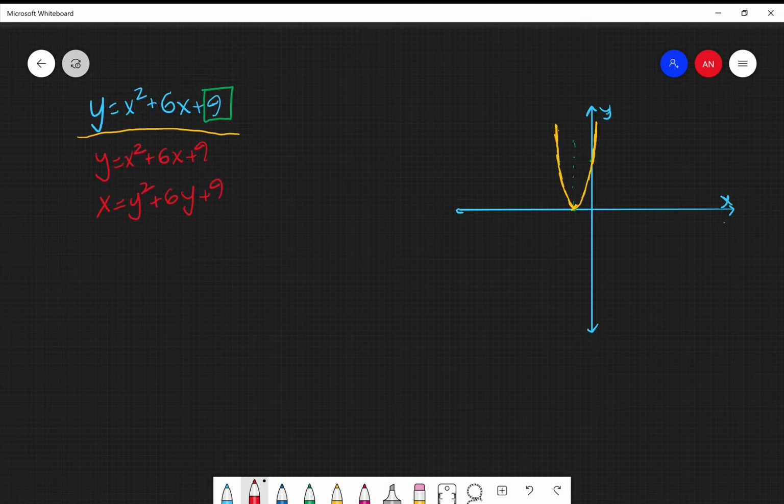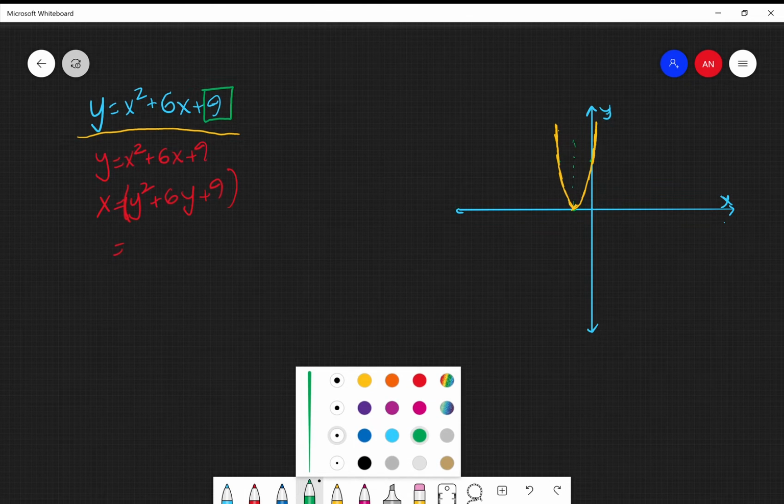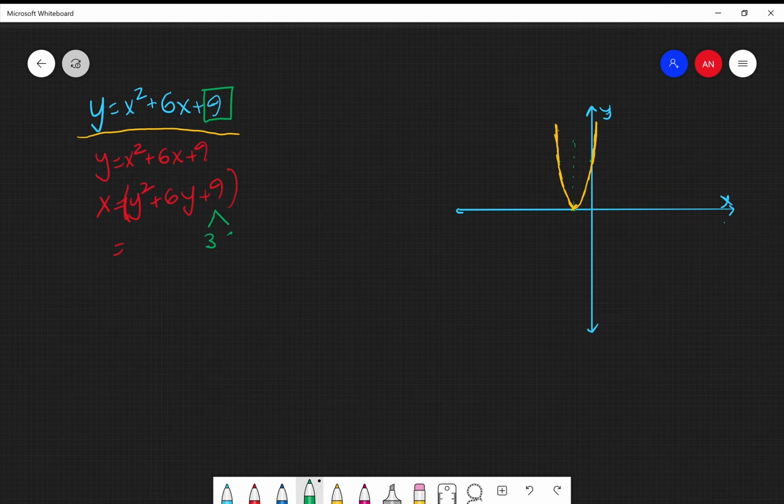Okay, so now from here, we just have to factor this part like we would a normal equation. So two numbers are 3 and 3 that add up to 6, and 3 times 3 multiplies to 9. Okay, so that means our equation will be x is equal to y plus 3 times y plus 3, or just y plus 3 whole squared.